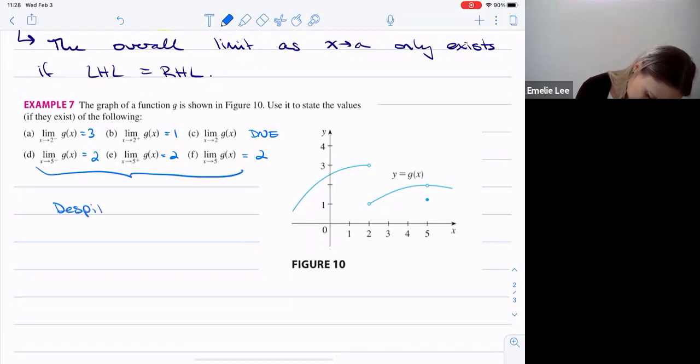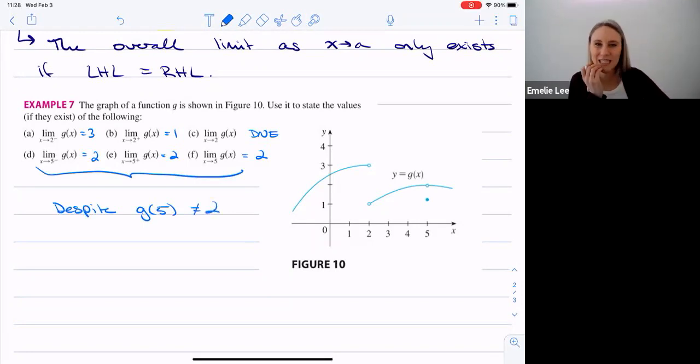This is despite g of 5, which is roughly, well, I can just say it's not equal to 2. That way I don't need to know what it is. It looks like it's a little bit over 1, but that doesn't matter. All we need to say is that it's not equal to 2. Good. So that's going to be our go-to: does the limit exist? Are they equal to each other?